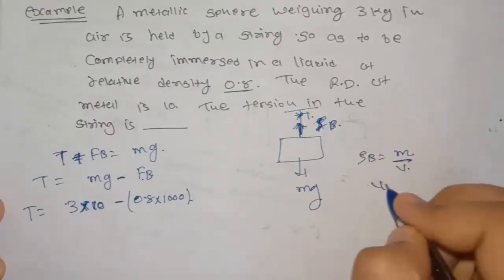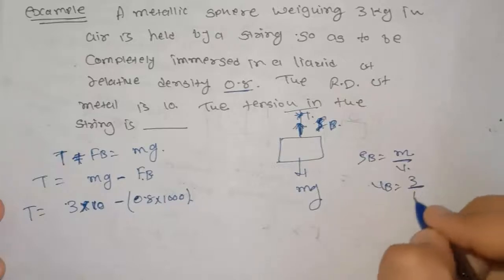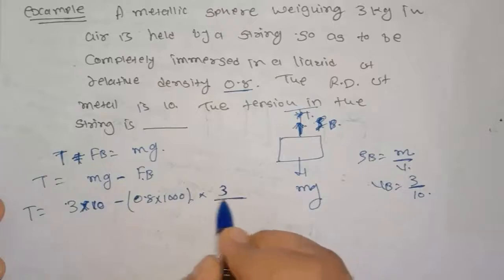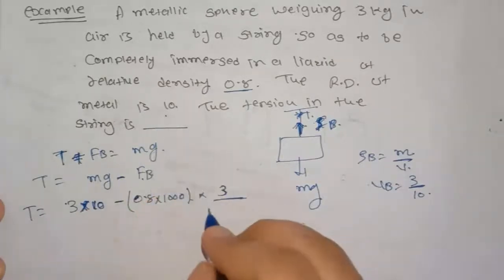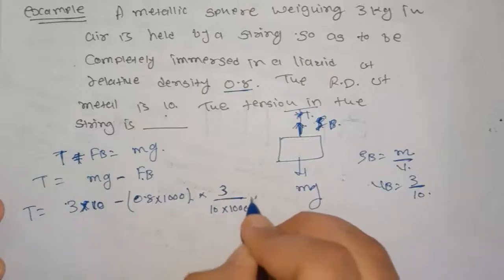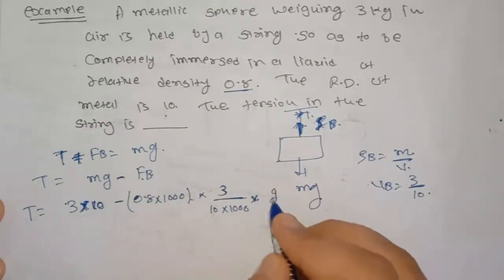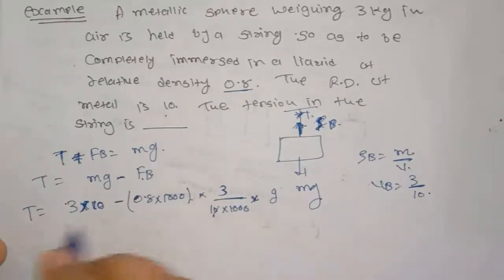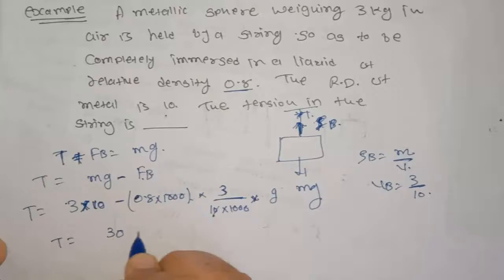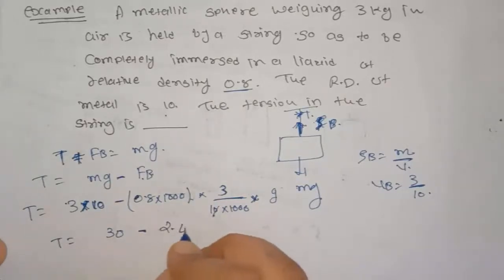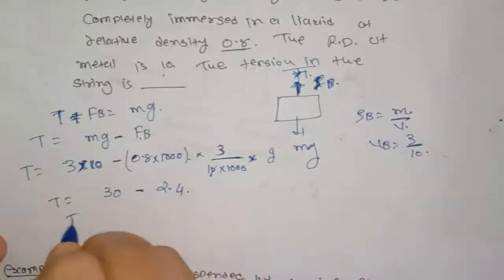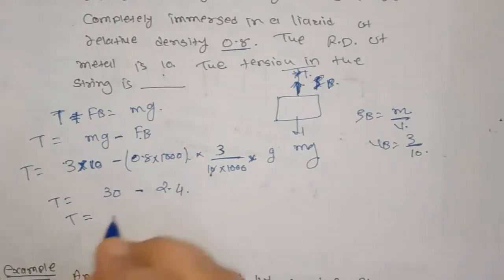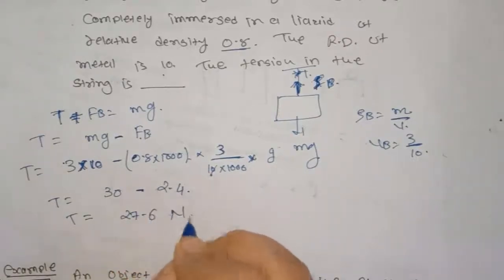So volume of body will be equal to mass upon density. So that will be 3 divided by relative density 10, so density will be 10 into 1000, into g. This 1000 will get cancelled out. This 10 will also get cancelled out. So tension force will be 30 minus 2.4. So T will be equal to 27.6 Newton.